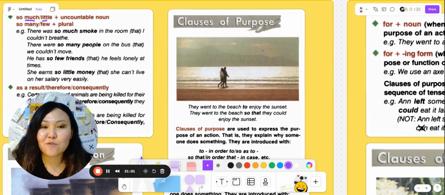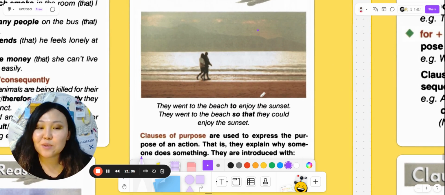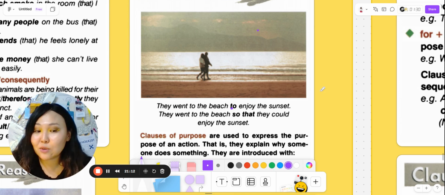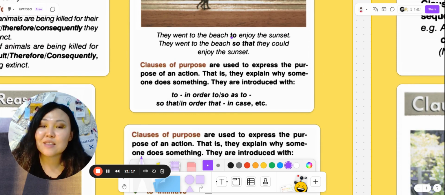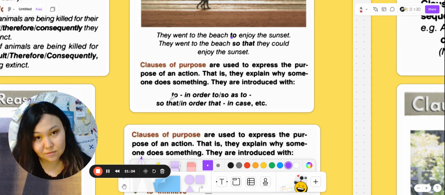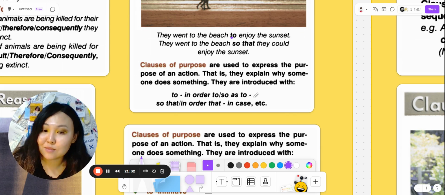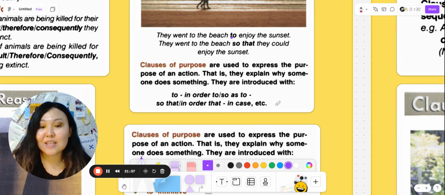Next one is clause of purpose. Okay, let's read an example. They went to the beach to enjoy the sunset. They went to the beach so that they could enjoy the sunset. Clauses of purpose are used to express the purpose of an action. That is, they explain why someone does something. They are introduced with to, the most popular one, I'd say, in order to, so as to, so that, in order that, in case that, and etc.